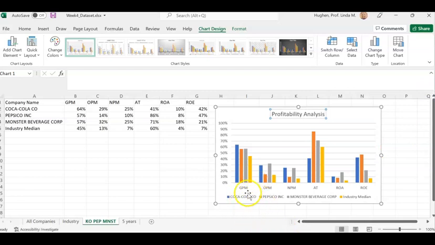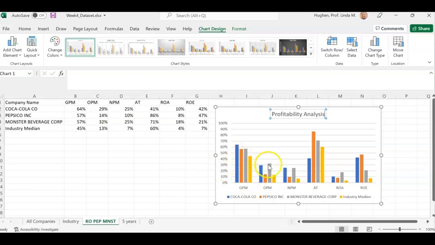And now I see each of my variables one by one for each of the 3 companies as well as the industry. And that makes it easy to see that all 3 of my companies did better than the median value of the industry in gross profit margin, just slightly in operating profit margin, net profit margin, ROA, and ROE. We can see that one of our companies, Coca-Cola, didn't do as well in asset turnover as the median. All other values, our companies did better than the median.